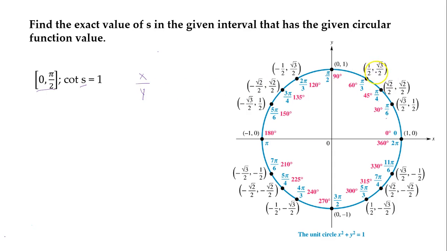Which of these two x and y values can you divide and it will equal 1? Well, there's only one solution to that, and that's this one right here. These two values are the same, and when you divide two values that are the same, you get 1. So pi over 4 is the one that we are looking for. So s will equal pi over 4.